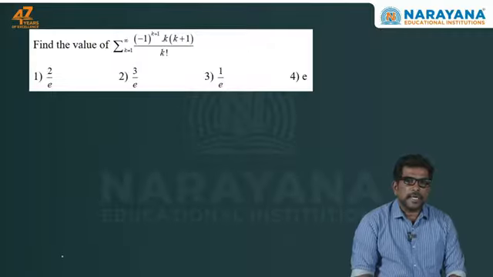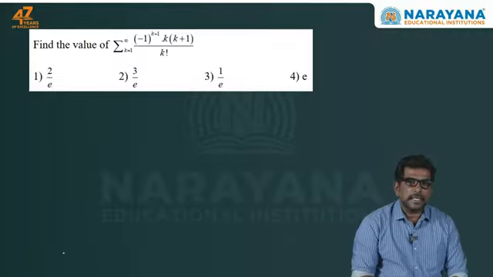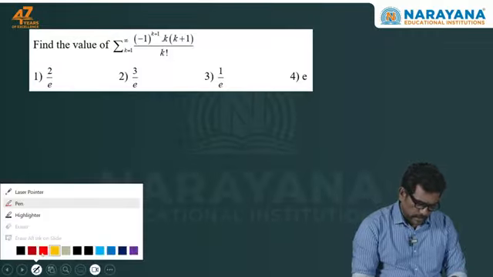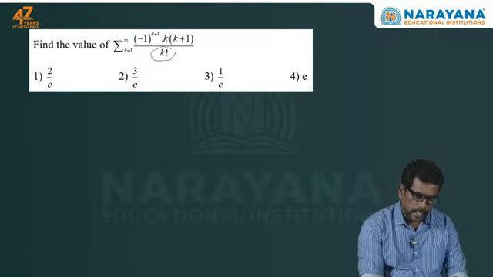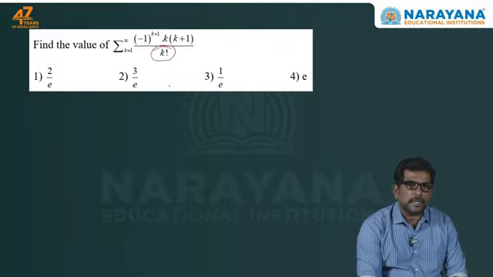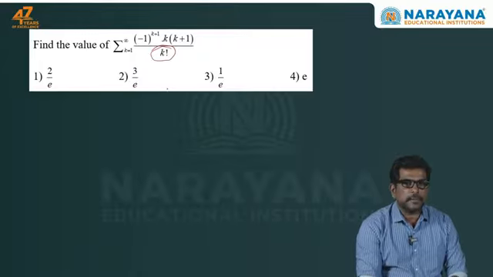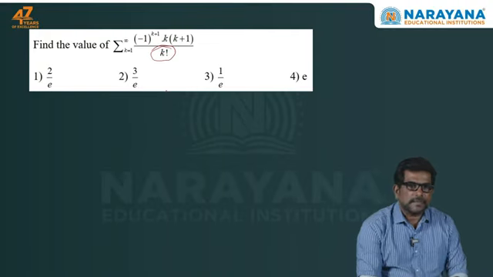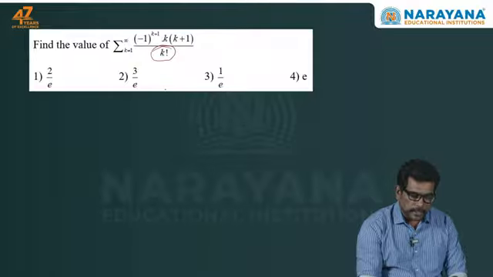The problem is related to sequence and series, especially by observing the denominator. Denominator is k factorial. Denominator is k factorial means the factorial appears only in the exponential series. So the problem is related to the exponential series. They asked it differently in the sequence and series problem, but it is related to the exponential series.